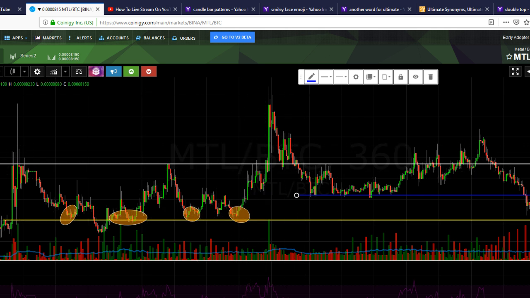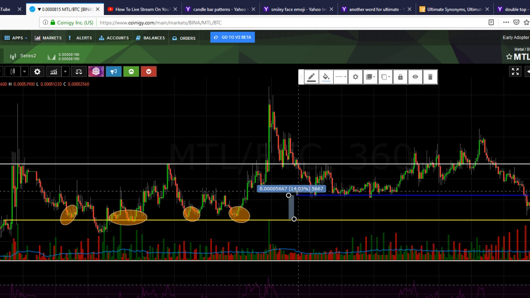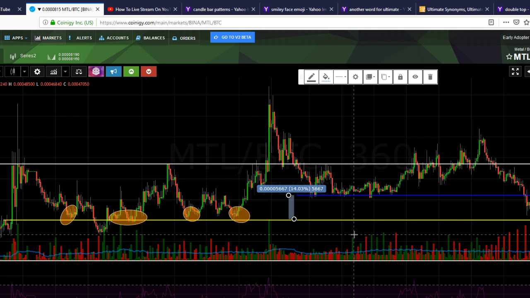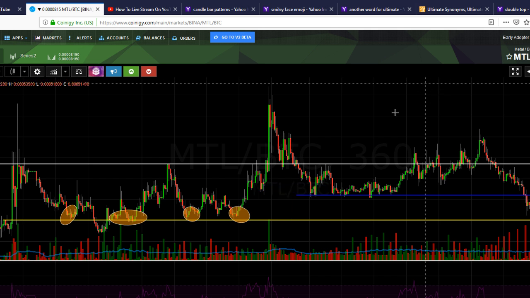So let's do a comparison. If you bought at this support zone and sold at the next support zone, that's 15%. If this is trading above this blue support zone, you're going to have an ROI of 14% of whatever money you put down, which isn't bad at all. You never want to be greedy. 10% is good as well. As long as you're making money, that's the most important thing. It doesn't matter if it's 10%, 20%, 100%, as long as you're making money.